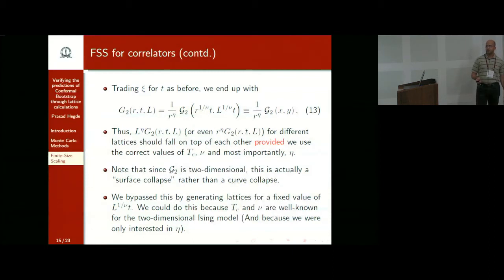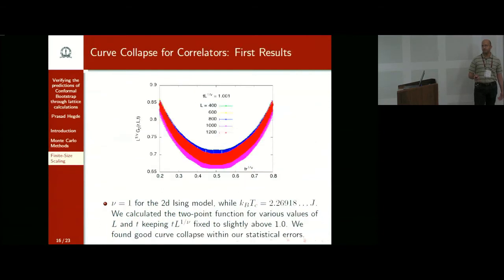fixed. And we could do this because we know nu, it's 1 for the two-dimensional Ising model. We also know Tc. That was what we were actually interested in. So we took Tc and nu as inputs and tried to vary eta so that we could get a kind of curve collapse. And when we put eta equal to 0.25, we actually see that all those correlators that I had before, which were showing widely different behaviors, they all fall on this band.